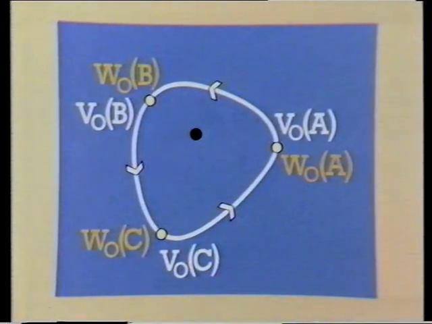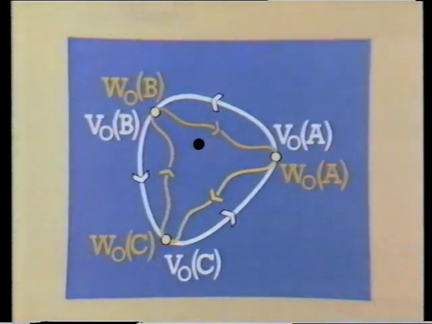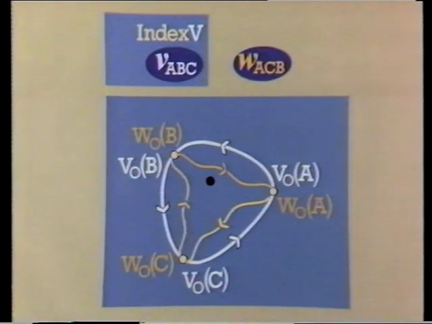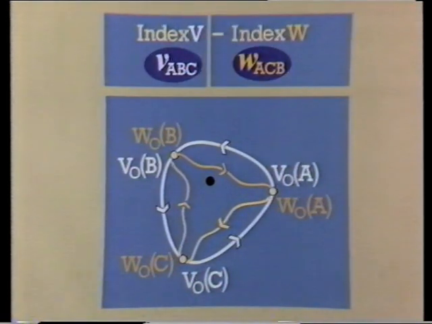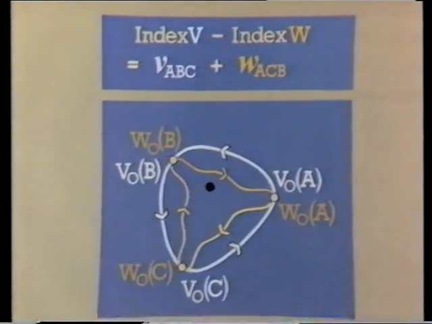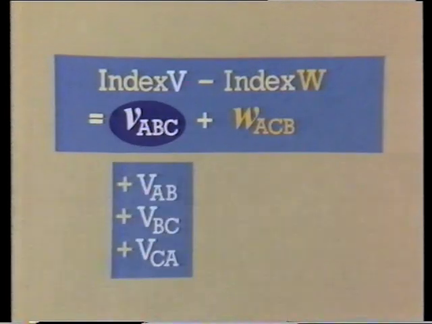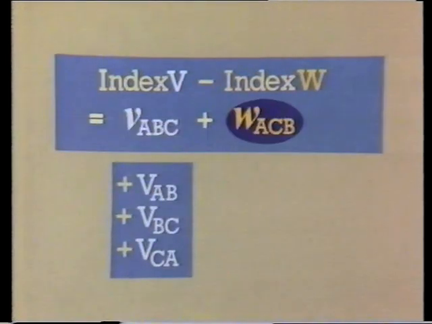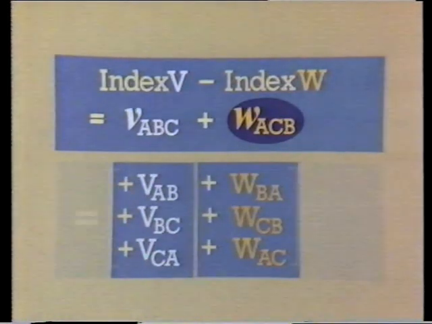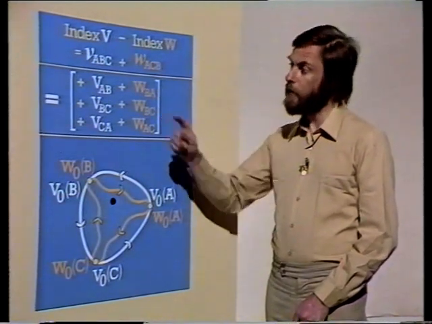The loop itself might look something like this. And remember, the winding number is minus the index of W. So the index of V minus the index of W is just the sum of our two winding numbers. And now we're nearly there. We express each winding number as the sum of three terms. Now let me explain these six terms.